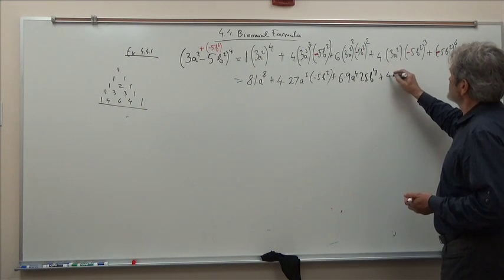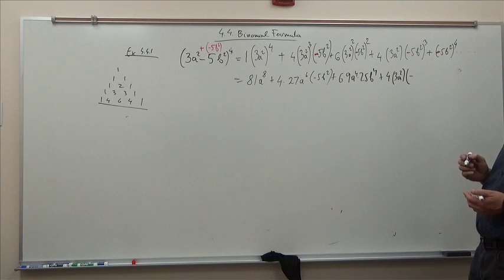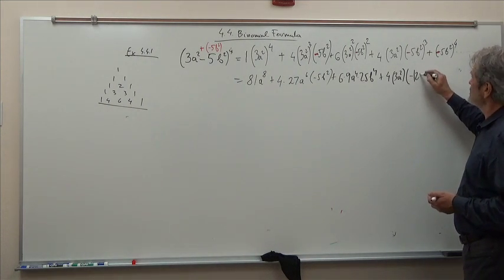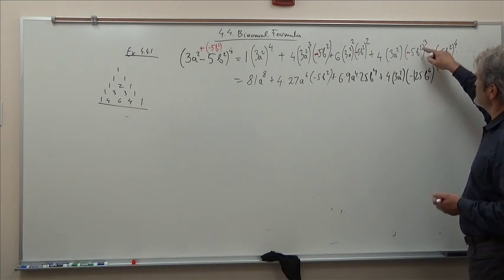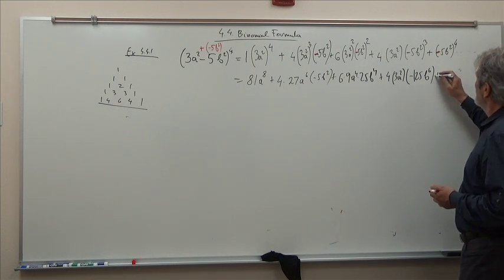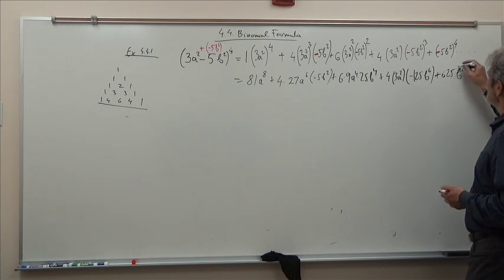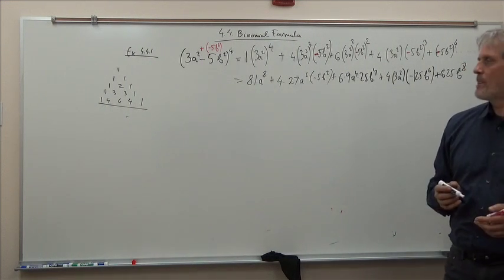Then it will be plus 4 times 3a² times negative. When you cube a negative, you get negative, 125b⁶. b² to the cube is b⁶, 5 to the cube is 125. And plus 5 to the 4th is 625b⁸. Here it is, we're almost done.